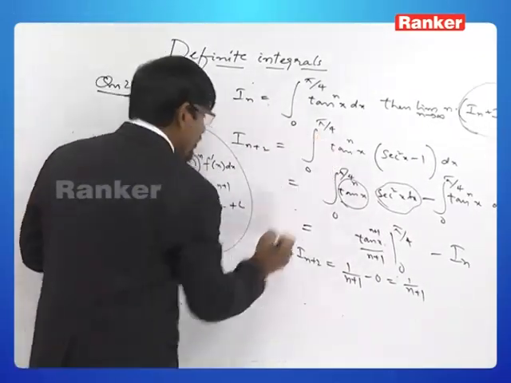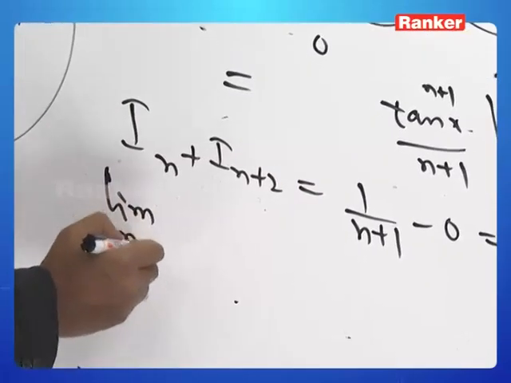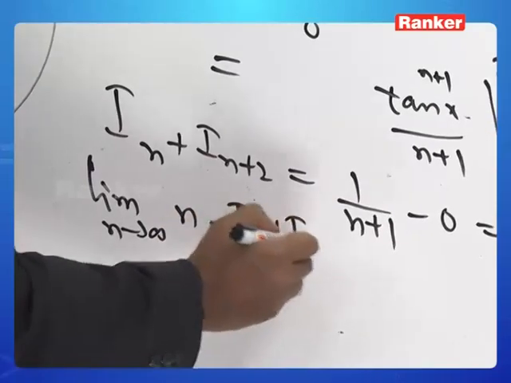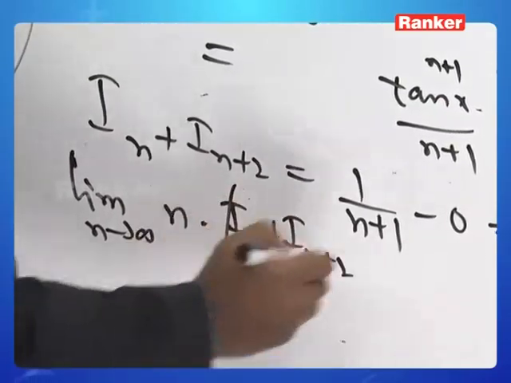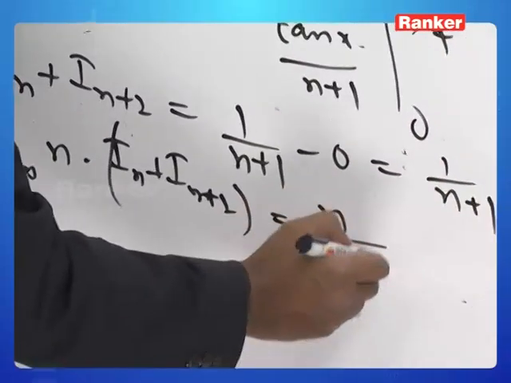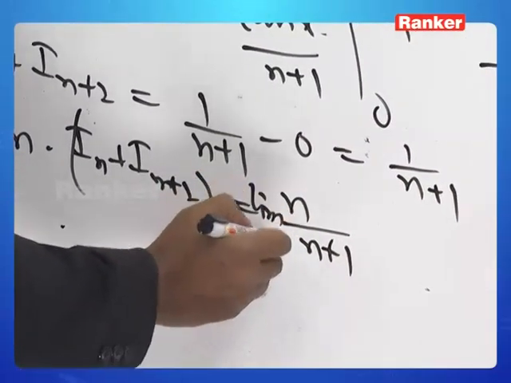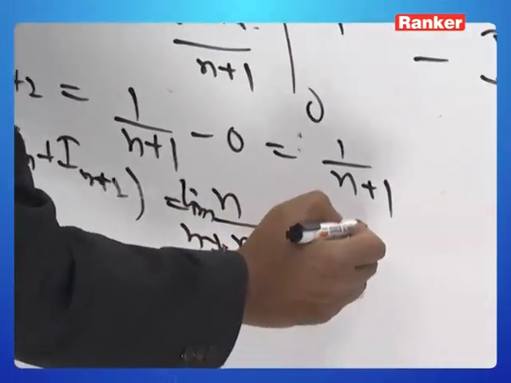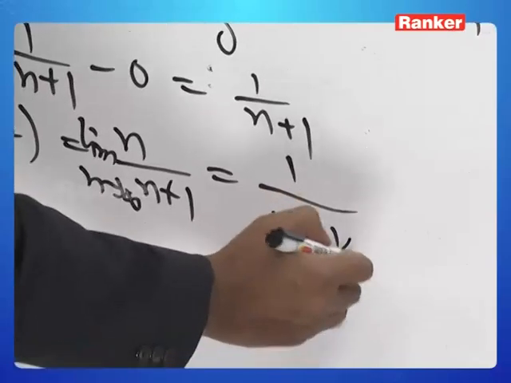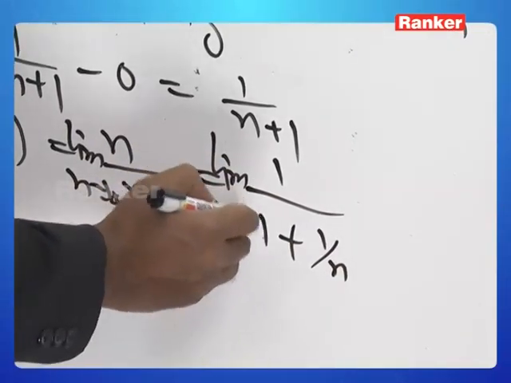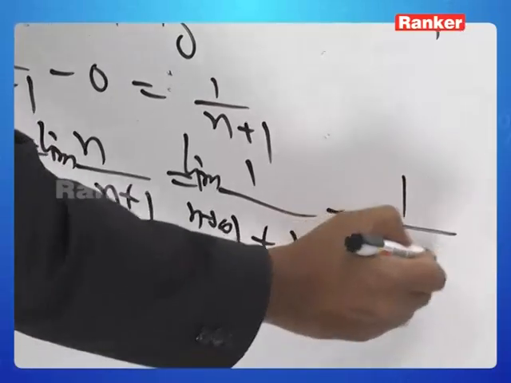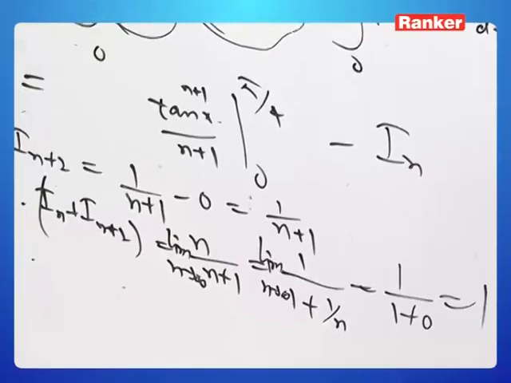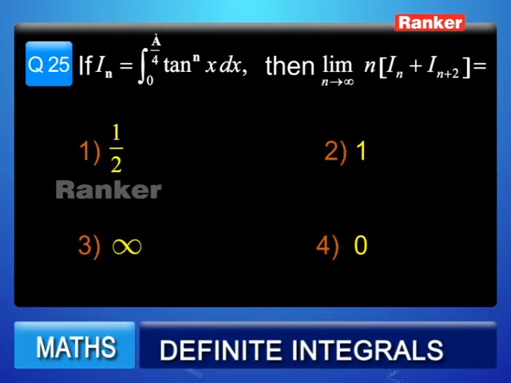So, we can rewrite, therefore, the limit as n tends to infinity of n into I n plus 2 will turn out to be the limit as n tends to infinity of n by n plus 1, which is clearly 1. We divide both the numerator and denominator by n. So, we get the limit as n tends to infinity of 1 by 1 plus 1 by n. What about this? 1 by 1 plus 0, that is 1. Okay, so finally, the answer is 1, and that is seen in option 2. The answer is option 2.